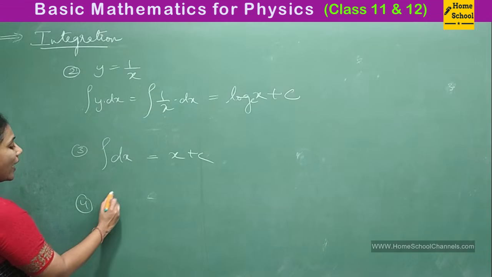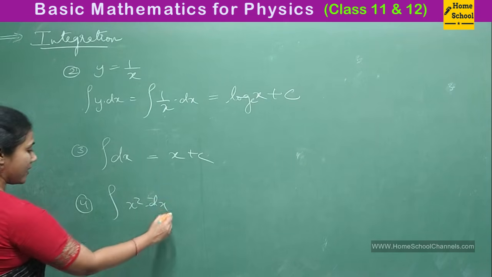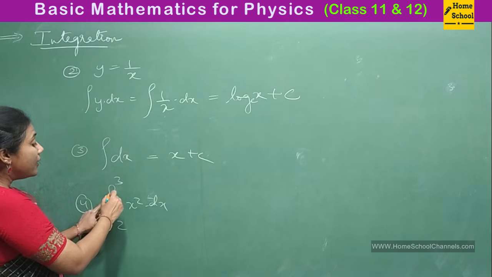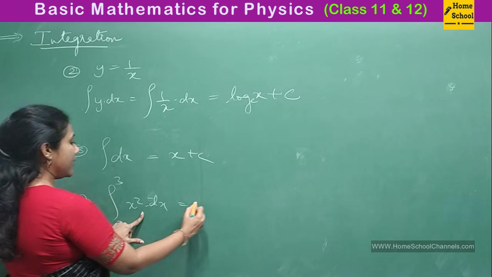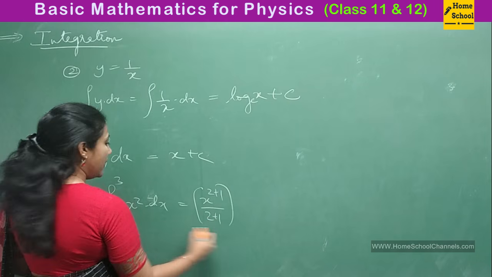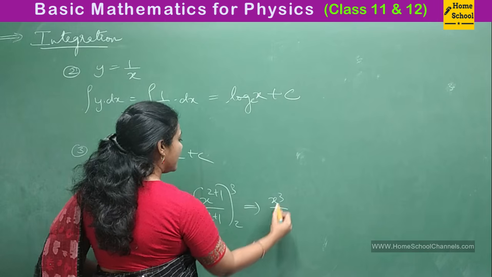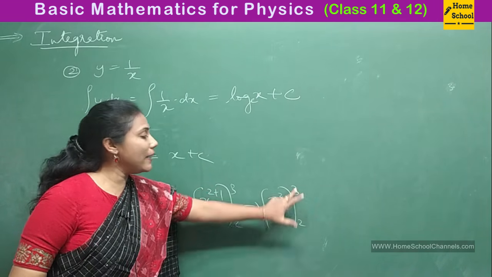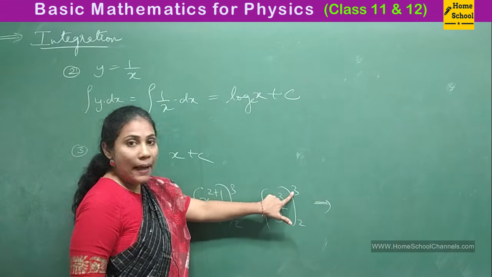Now let us do a definite integration, guys. Integration of x square dx, from the limit 2 to 3. Now it is definite, so you just apply the normal formula. What is integration of x square dx? It is x to the power 2 plus 1 divided by 2 plus 1, limit 2 to 3. So you get x to the power 3 divided by 3, limits 2 to 3. Till here it is common. Now you have to apply these limits. This is the lower limit and this is the upper limit.